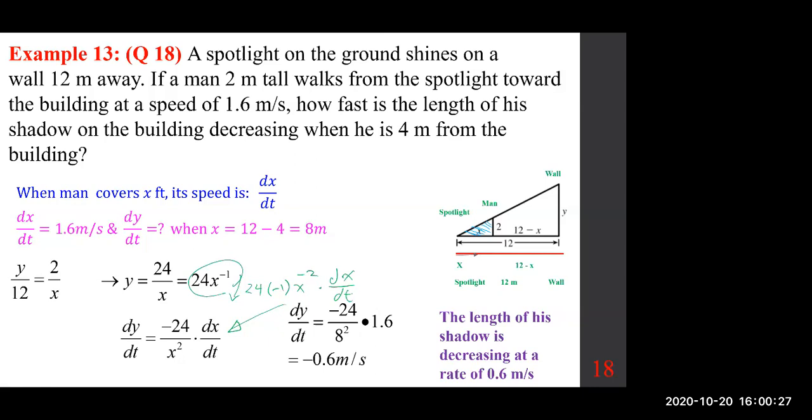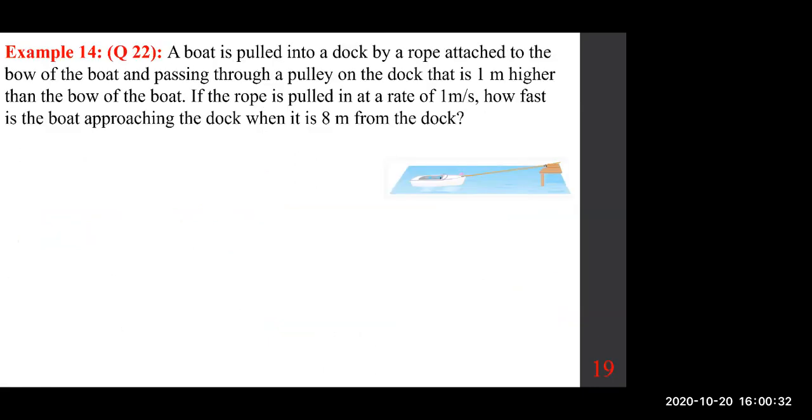A boat is pulled into a dock by a rope attached to the bow of the boat and passing through a pulley. We can see the picture. That is 1 meter higher than the bow of the boat. If the rope is pulled in at a rate of 1 meter per second, how fast is the boat approaching the dock when it is 8 meters from it?